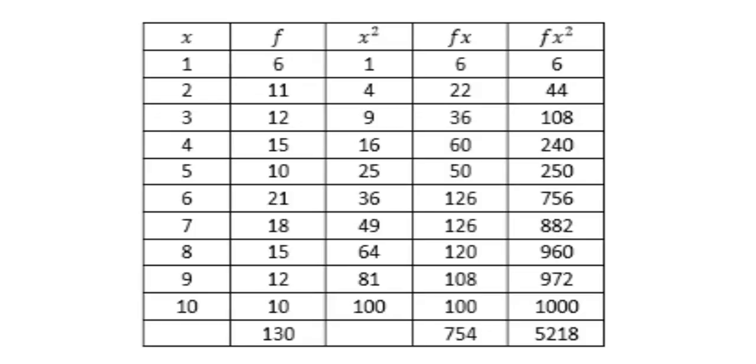Then we sum. David, what will be the sums of the F's, the FX, and the FX squared? When you sum the values of the F, you get 130. Are you all getting 130? Yes. All right. And for FX, you get 754. And for FX squared, you get 5218.